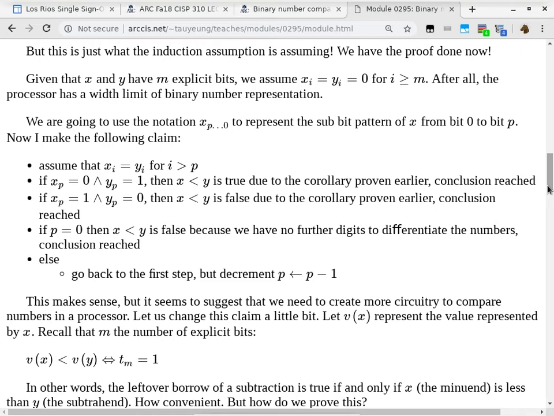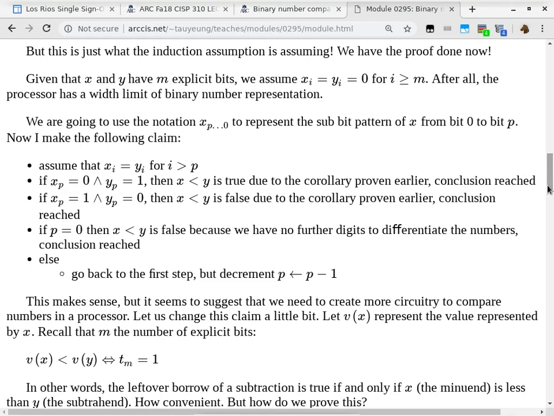The next paragraph, you can ignore this one, because we actually do not need to use a subpart of a binary number, so we don't need to understand this notation, at least not in this slide. So now we get into the steps here. What we do is we make an assumption that xi equals yi for all i greater than or equal to p. So p is really a variable that starts from m, and we want to work our way back to 0. Is that okay?